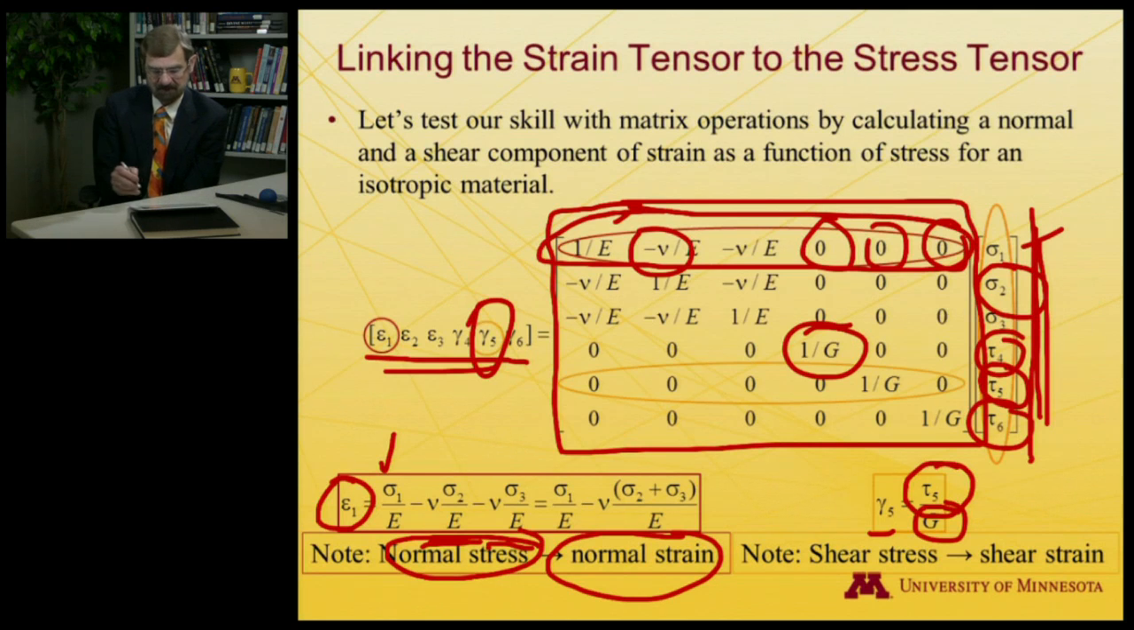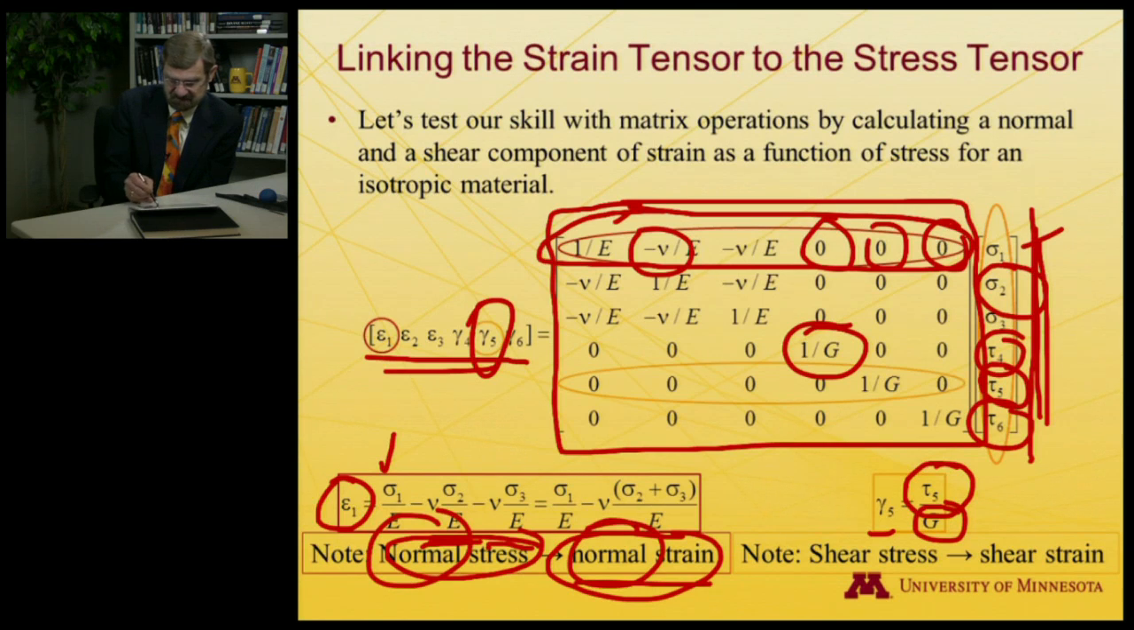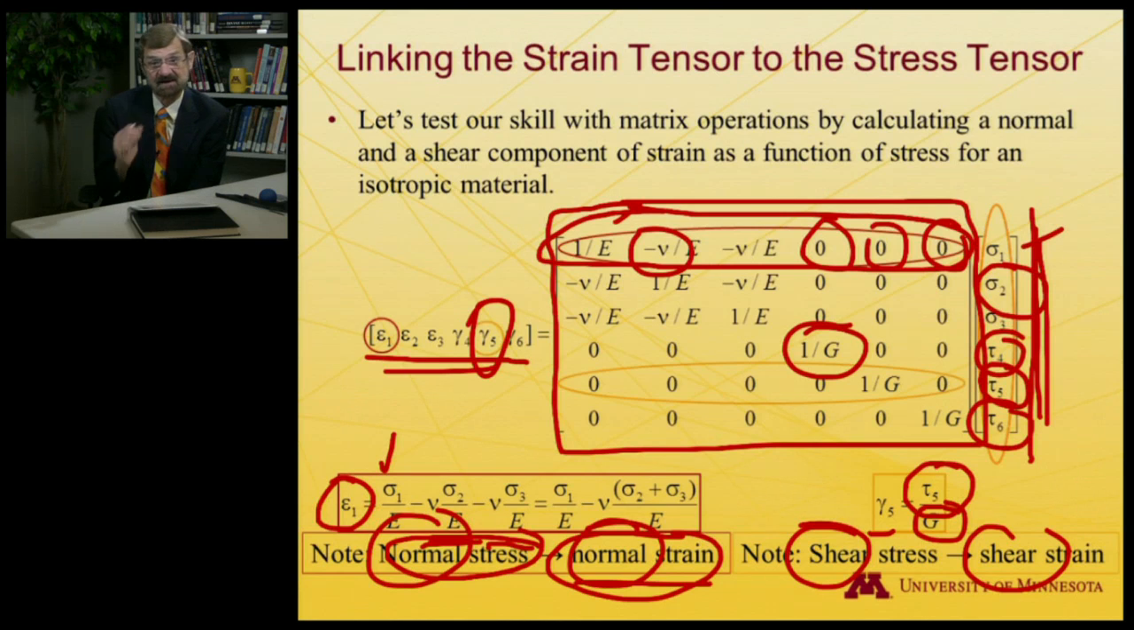We should also note, importantly, that the shear stress and shear strains are only coupled to each other. There are no normal strains produced by shear stresses, and just like there are no shear stresses produced by normal strains. Okay, so normal goes with normal, and shear goes with shear, as long as the material is isotropic. If it's not isotropic, you can couple those two in some very interesting ways that we'll talk about in class later on.